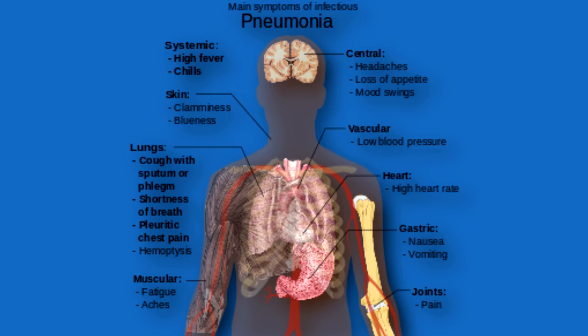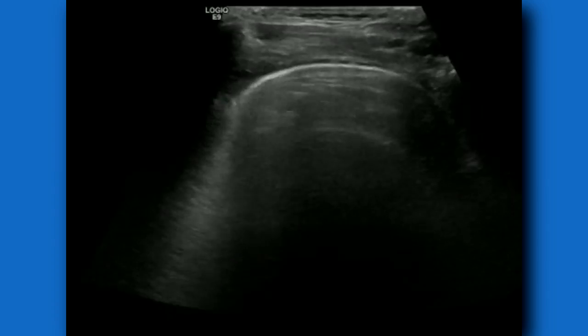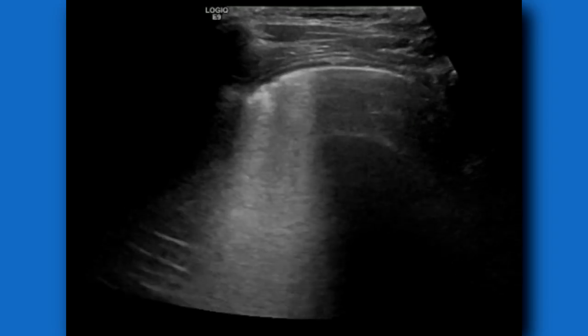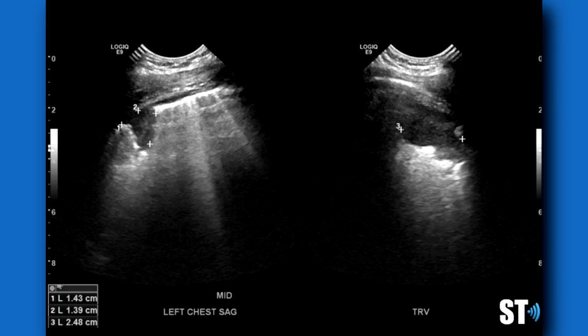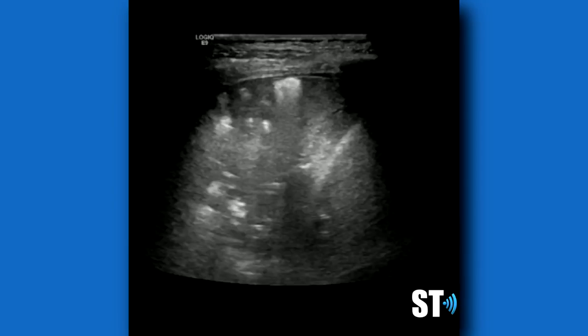Pneumonia is described as an infection of the lungs. It can be caused by bacterial and viral pathogens. Early findings of pneumonia may be multiple B-lines and small areas of subpleural consolidation. Further infection may lead to consolidations of larger parts of the lung and shred sign, which is an irregular consolidation with air interface. Recent studies have reported that ultrasound is a valid modality in diagnosing pneumonia.